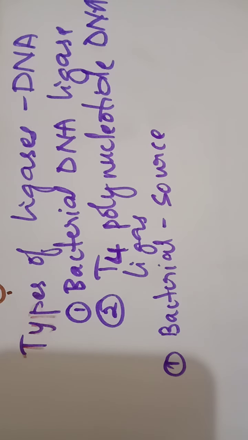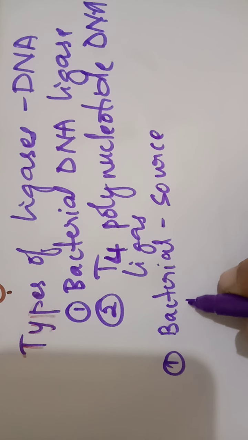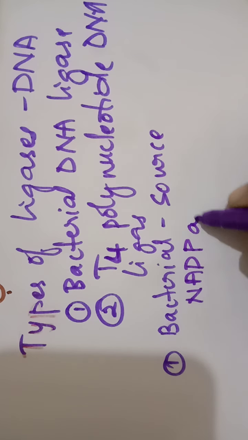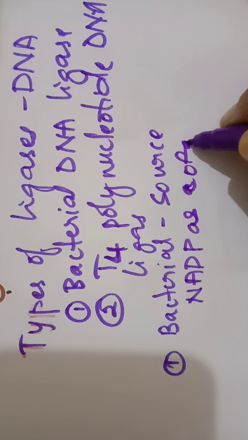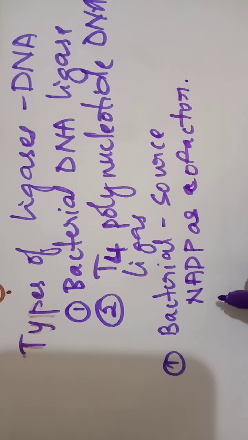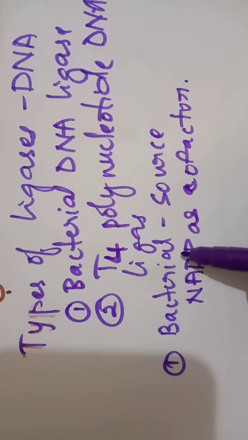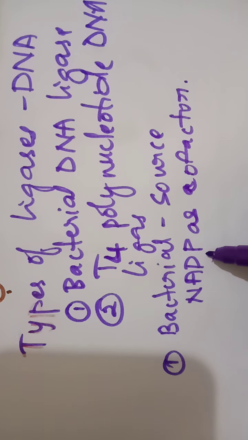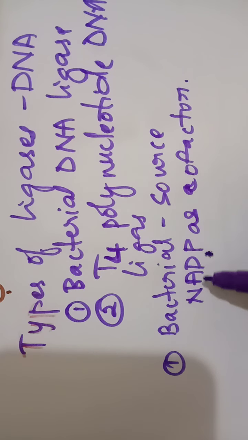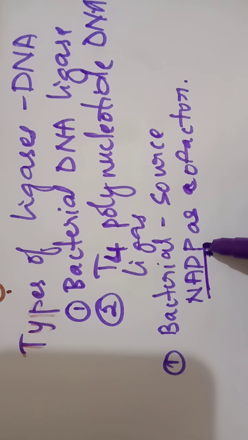Another important thing is bacterial DNA ligase uses NADP as cofactor to get the phosphodiester bond done. So it will take up the AMP from the NADP, as we have discussed in the mechanism last class. For the addition of the phosphodiester bond, it will take up the help of AMP. So AMP will be donated either by NADP or by ATP. In the case of bacterial DNA ligase, NADP is the cofactor.